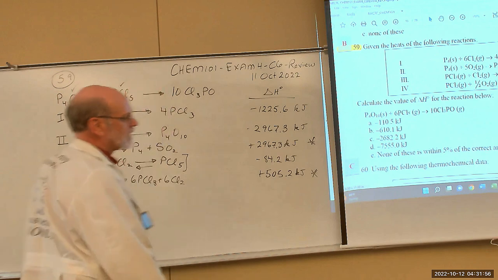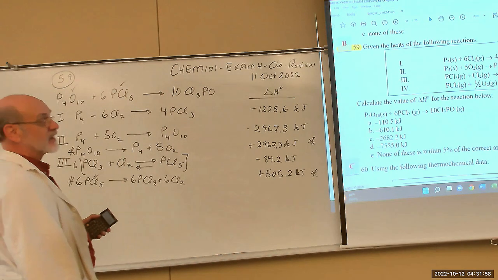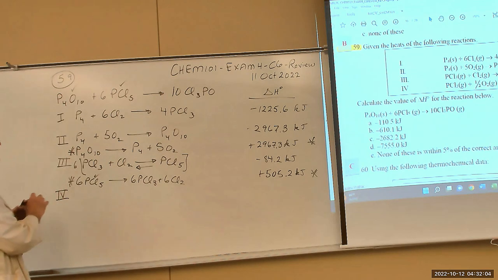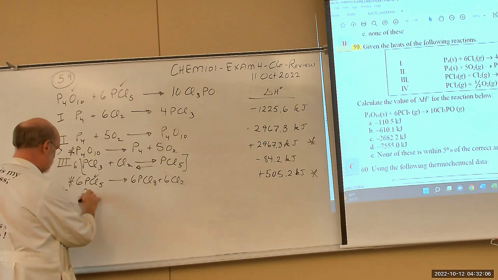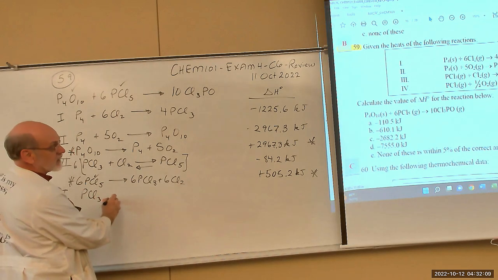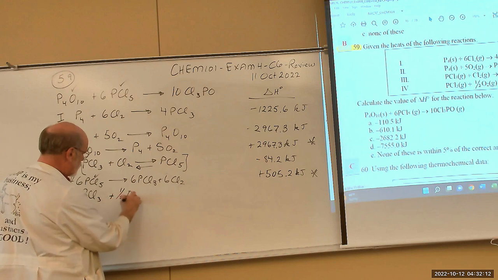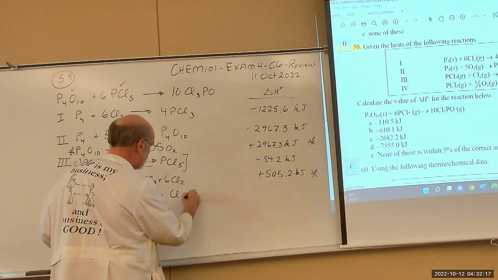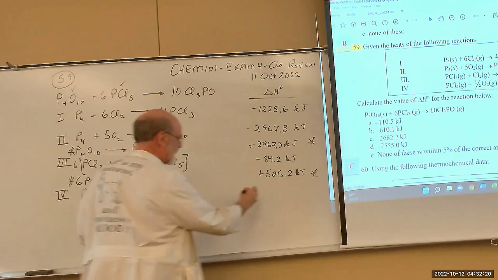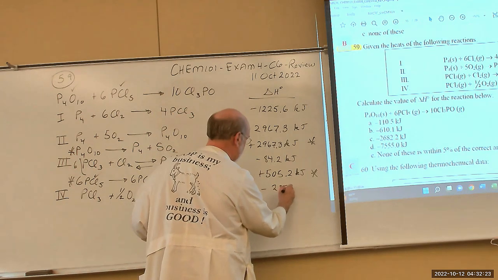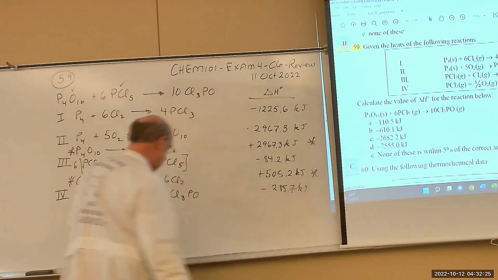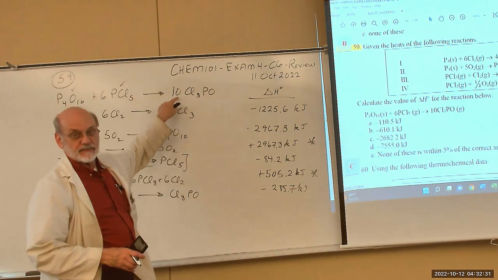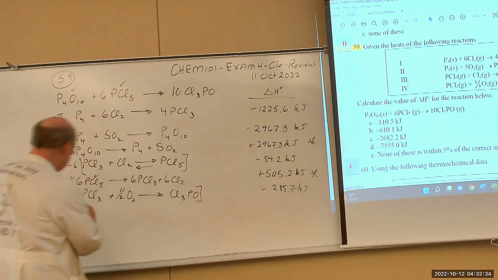Well, let's see. Roman numeral 4 has PCl3, and it has Cl3PO in it. So that's PCl3 plus 1/2 O2 yields Cl3PO, and that's negative 285.7 kilojoules. This is on the correct side, but we need 10 of them. So we're going to have to multiply this one by 10.